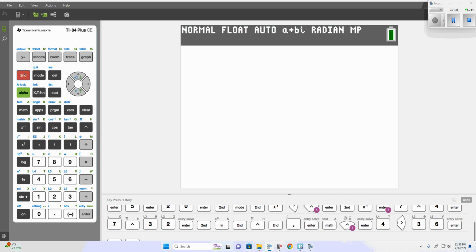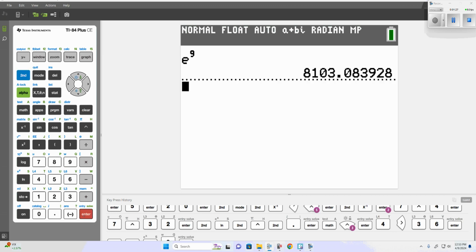Well, e to the 9th is 8,103.083928 going on, because for the most part, e is irrational. So no matter how many times we multiply e by itself, it is going to stay irrational. Does that kind of make sense? The only way we can make e be a nice number is if we put it to an imaginary irrational number.